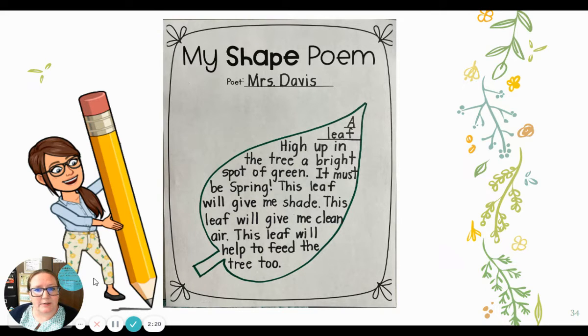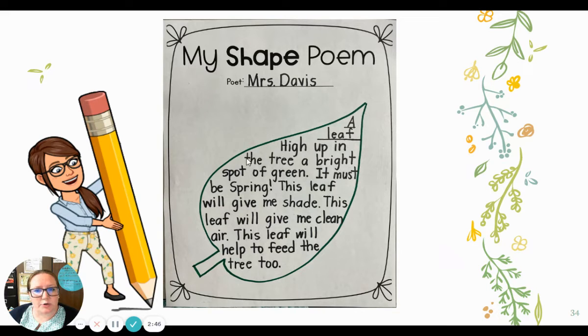All right, so here's Miss Davis's shape poem. See, I started out with my shape of a leaf. I gave it a title and I wrote the title in the shape. Notice I started writing from left to right, then moving down the shape, trying to fill that shape as much as I could. All right, so let me read to you my poem, A Leaf.